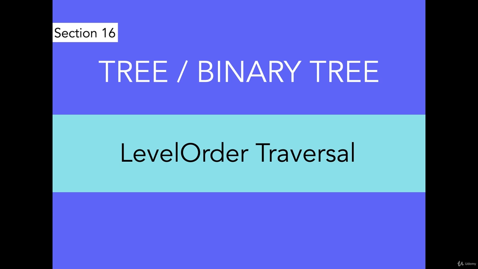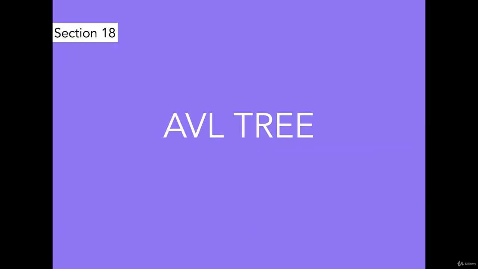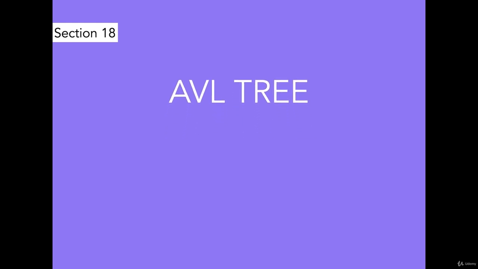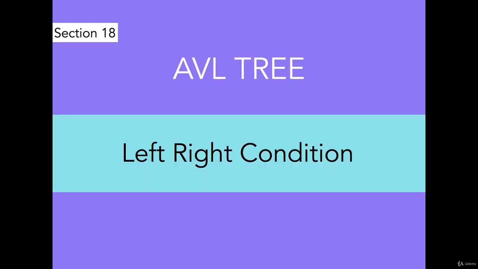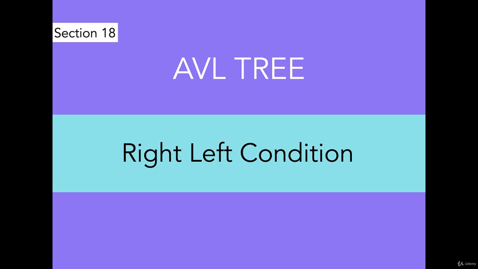Then from here we continue to binary search tree, and then AVL tree. In AVL tree we have covered important concepts like the left-left condition, left-right condition, right-right condition, and right-left condition. And we have implemented these conditions in inserting or deleting a node in AVL trees. This is a fun section in my opinion, because there are a lot of challenging problems that we are doing over here.